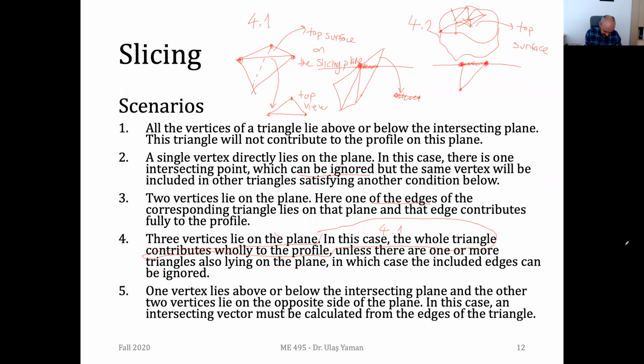Okay, maybe I can draw it on a paper here and try to show it in a better way. I'm trying to do it quickly. So that means switch to the full view.